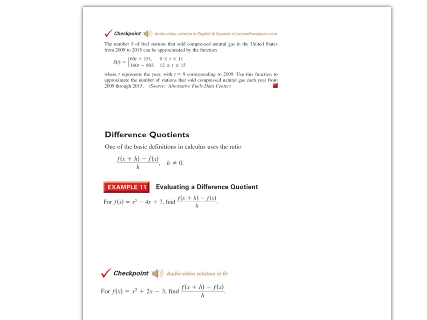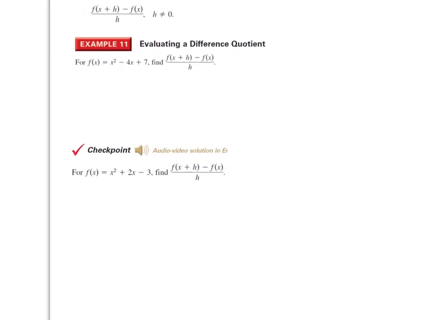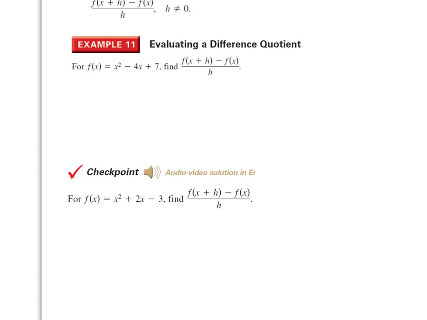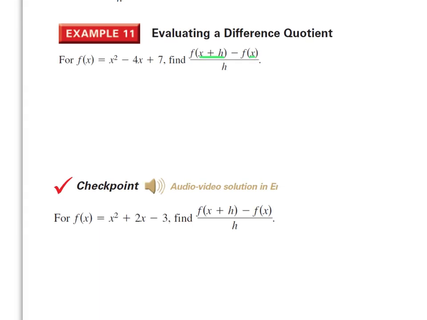Okay, so I'm going to skip the checkpoint again. I really want to go into this next one because what I want you to see is we are evaluating a function, but we're evaluating with different values. We got f of x plus h and then straight up f of x. Okay, so what I'm going to do first is the f of x plus h. So f of x plus h is equal to (x plus h) squared minus 4(x plus h) plus 7.